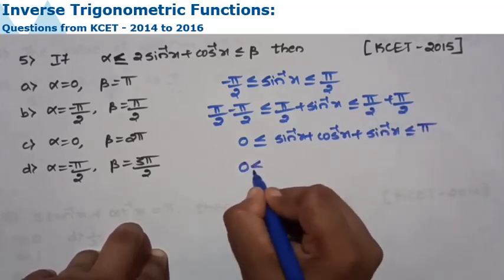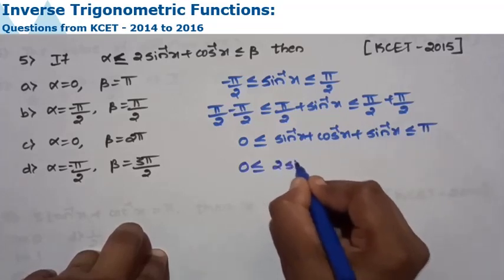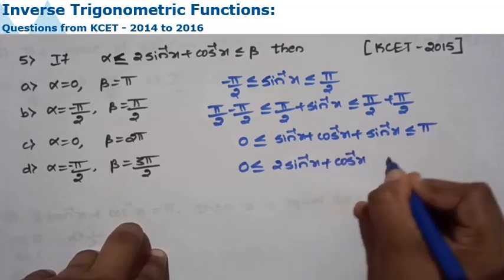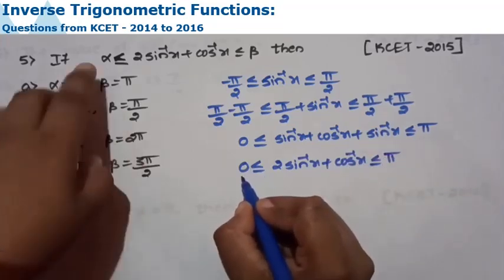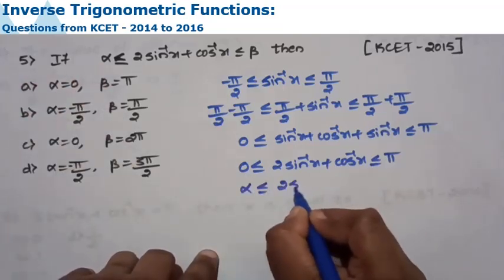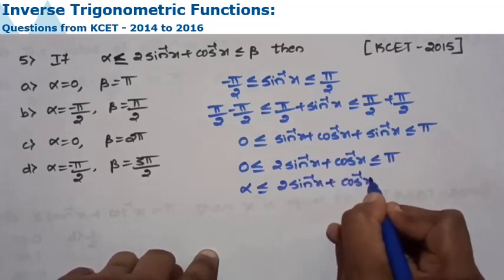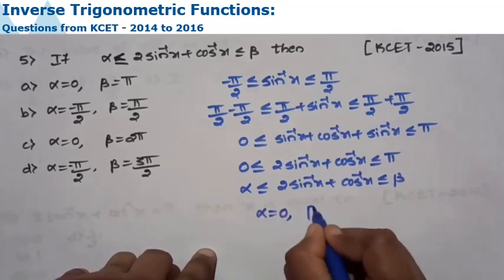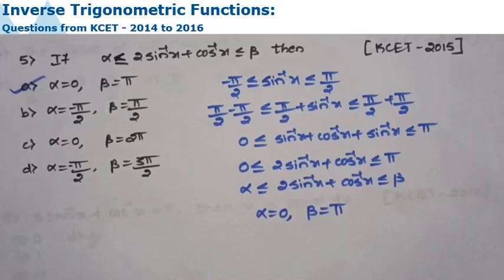Therefore 0 is less than or equal to sin inverse x plus sin inverse x plus cos inverse x, that is 2 sin inverse x plus cos inverse x, which is less than or equal to pi. Therefore we can write the given expression as alpha is less than or equal to 2 sin inverse x plus cos inverse x, which is less than or equal to beta. Therefore, the value of alpha is 0 and beta is pi. So option number A is correct.